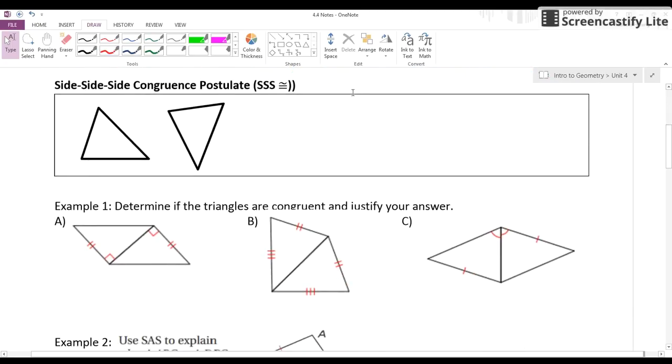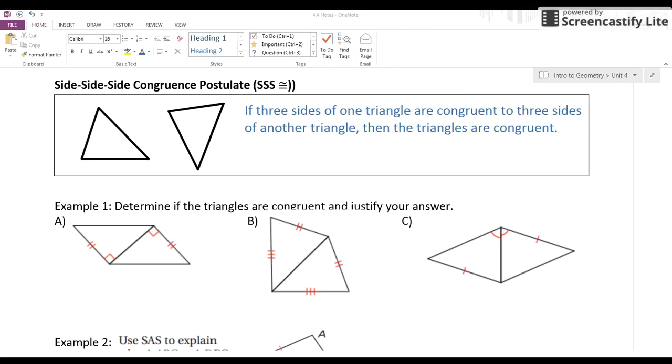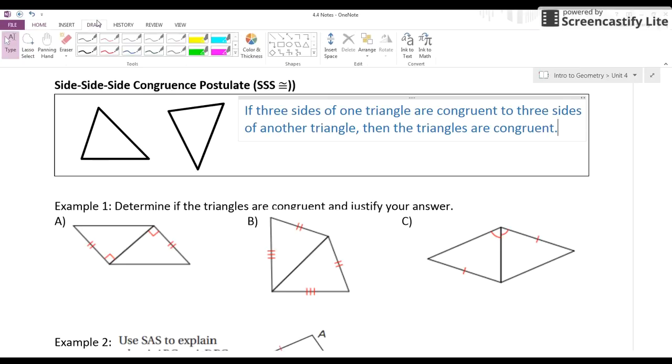So this one, hopefully pretty simple. You have the 3 things you need, all 3 sides. So let's go ahead and again write this down first, and then we'll look at the diagram. Okay, so hopefully this is pretty straightforward. It's in the name, right? Side, side, side. Basically, 3 sides of one triangle have to be congruent to 3 sides of another triangle. There's no getting around that. If we have those 3 things, then our triangles are congruent.